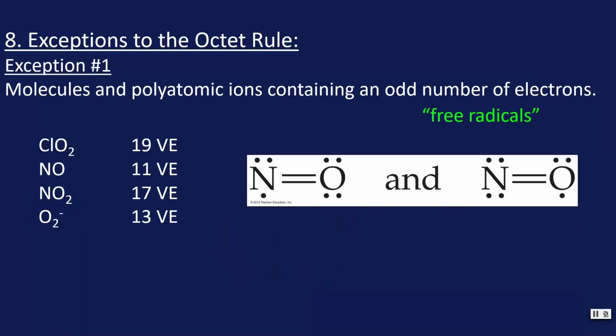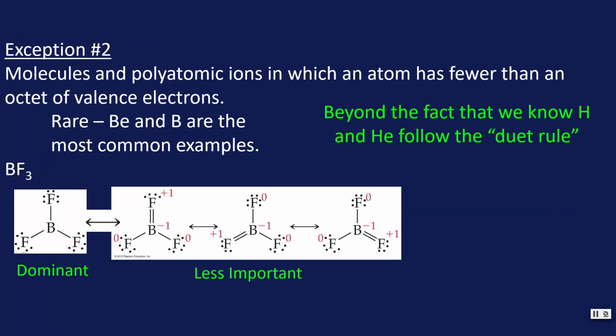Exceptions to the octet rule. Now exception 1 and exception 2 we're going to just go through really fast because we're not going to use them in lab or in lecture. These are molecules, polyatomic ions, that have an odd number of electrons. They are free radicals. They have an unpaired electron. Exception number 2, we have a little bit more to say about this. These are molecules, polyatomic ions, in which the atom has fewer than an octet.